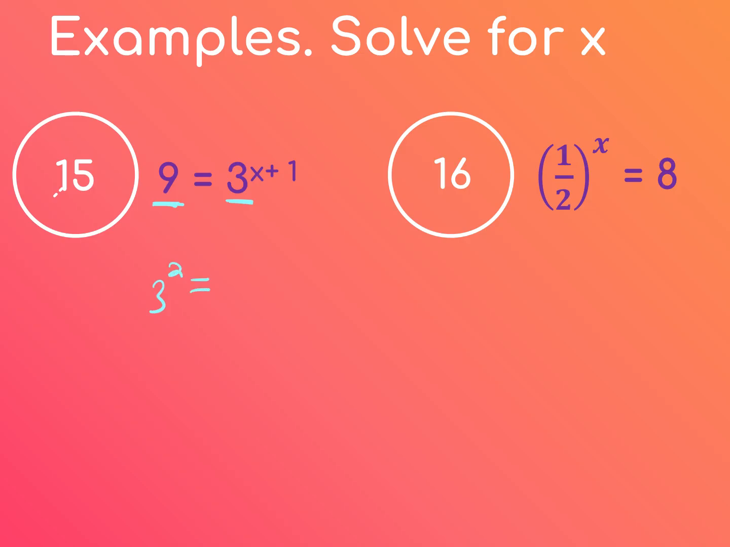So then I get 3 to the power of 2 equals 3 to the power of x plus 1. And then notice that now the 3 and the 3 match. So then I can just cross these out. This just becomes 2 equals x plus 1. And then you're left with a super easy linear equation to solve. I'm just going to subtract 1 on both sides, and then I get x equals 1.